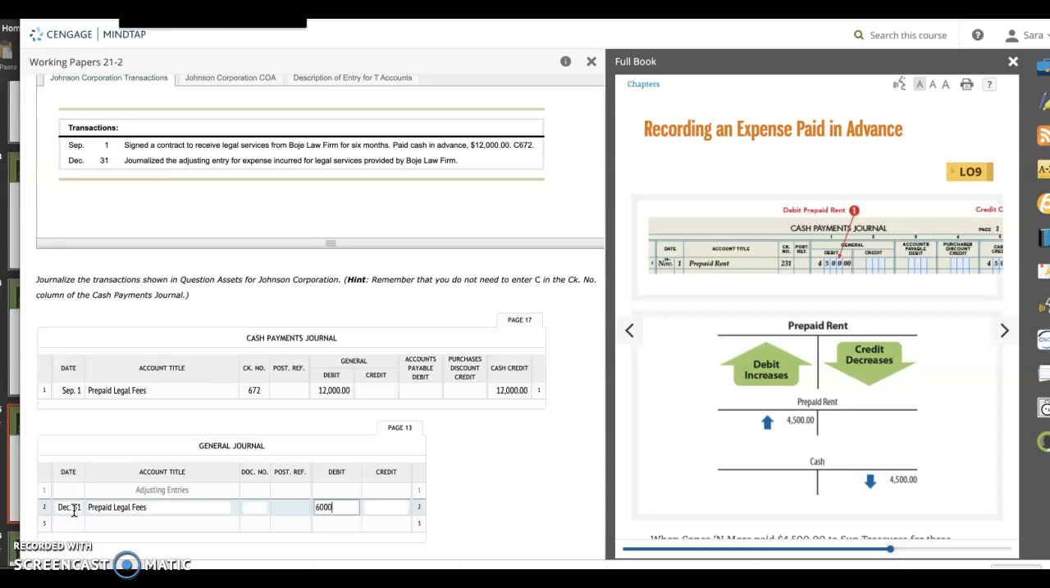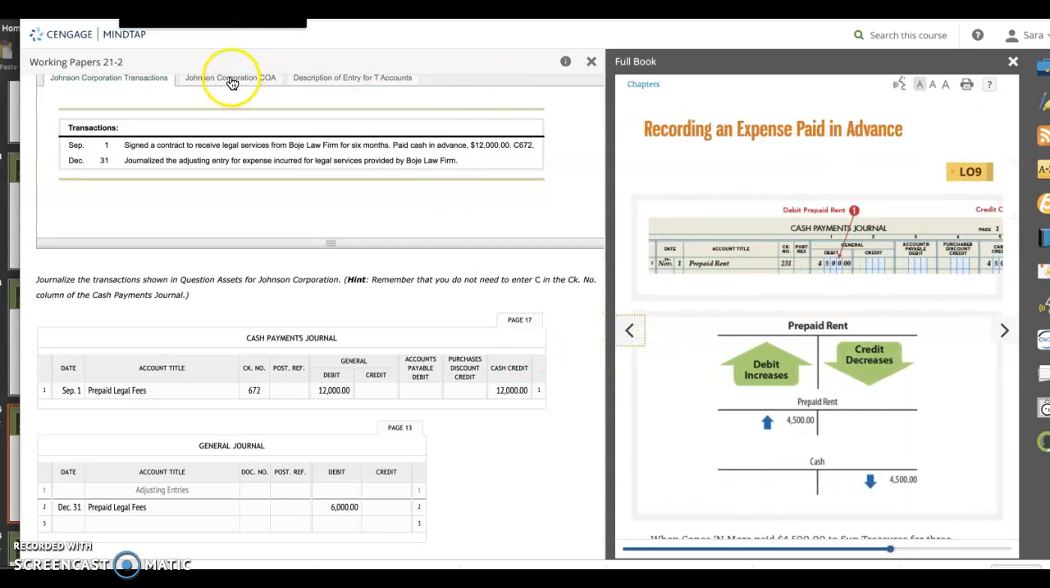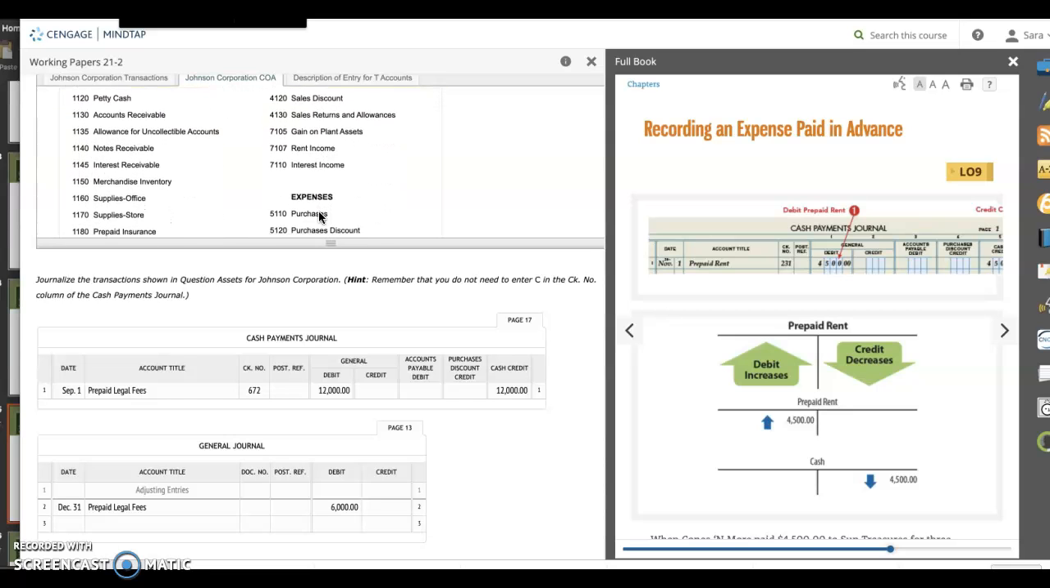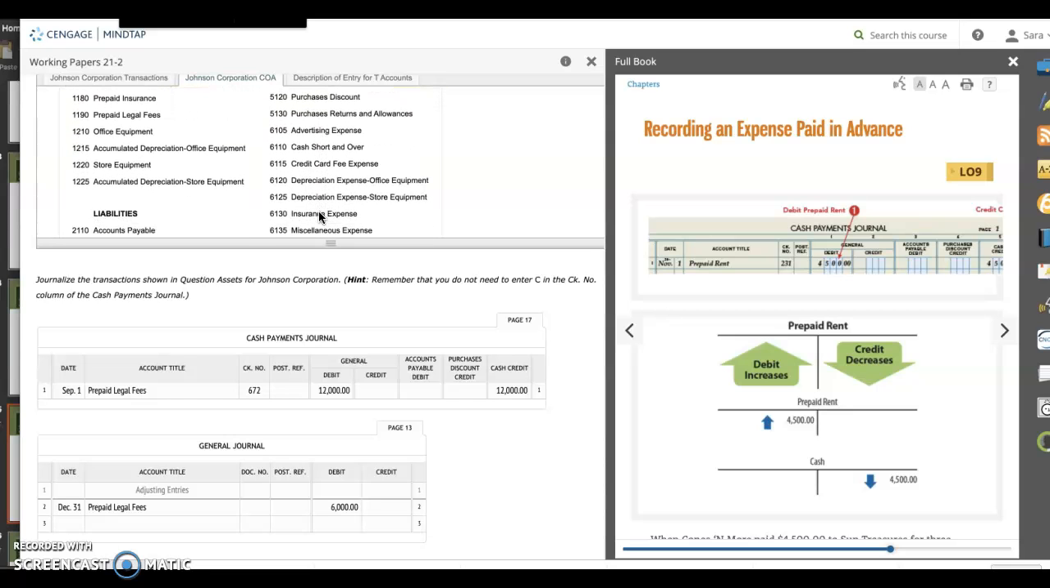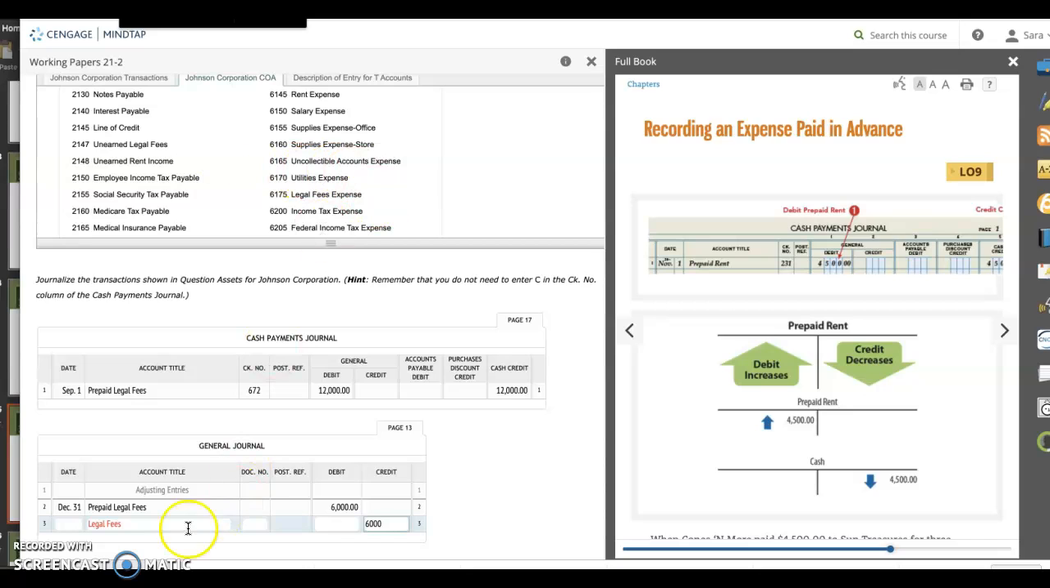So our debit will be $6,000. And then, let's see, our adjustment will probably go just to legal fees again. Nope, 6,000 credit. Legal fees, expense, maybe. Let's see if that, yep. Fees, expense.